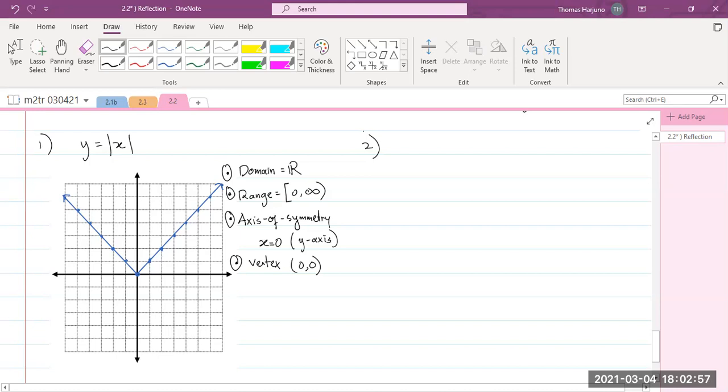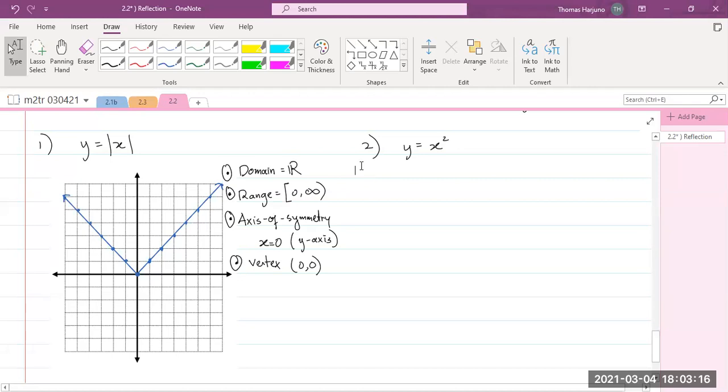In other words, you can do that in your subconscious, just like you answer 4 times 6 is 24, you don't even think about it. It's just like your subconscious, just answer it right away. Okay. The next one, y equals x squared.